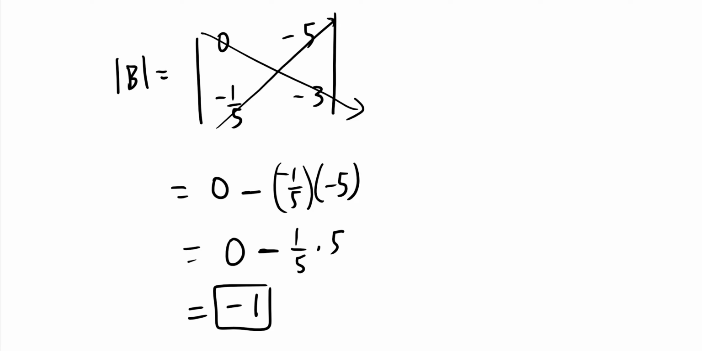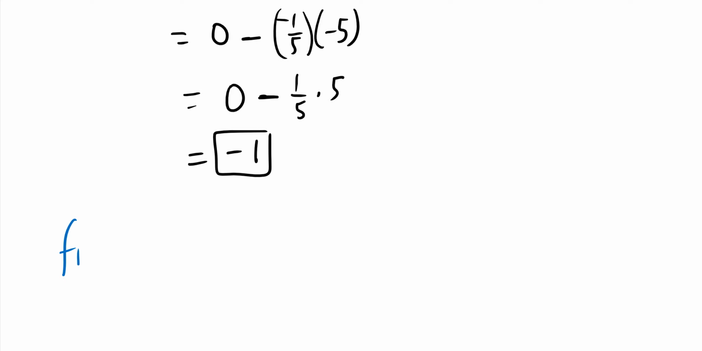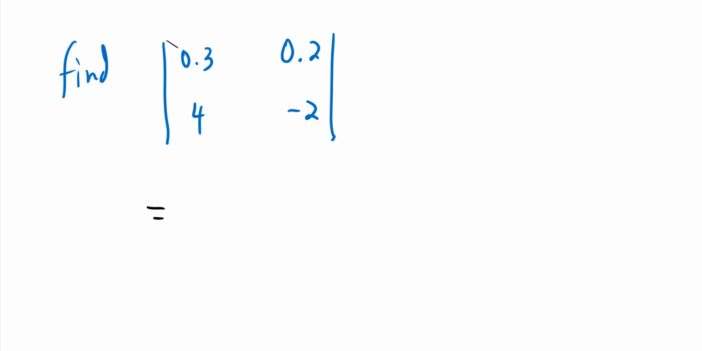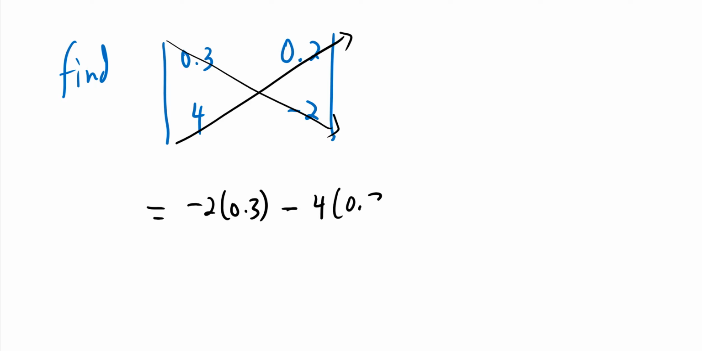Sometimes they can just simply ask you to find it without specifying, but you should know they're asking for the determinant: 0.3, 0.2, 4, and -2. So how do you find the determinant for this? You multiply -2 times 0.3 minus 4 times 0.2. That gives us -0.6 minus 0.8. If we combine them, that gives us -1.4.